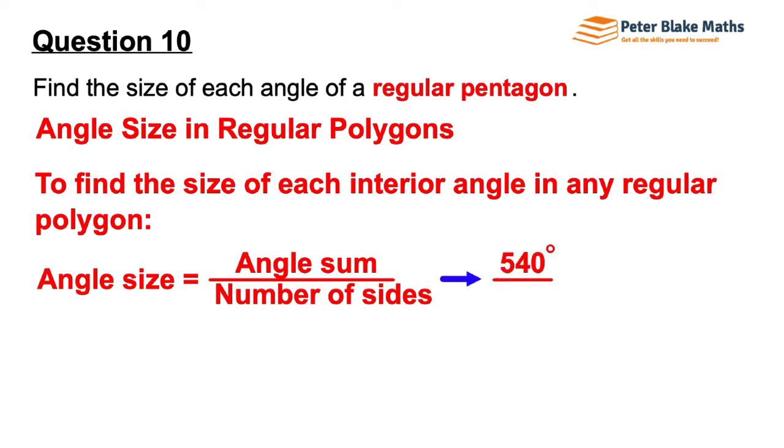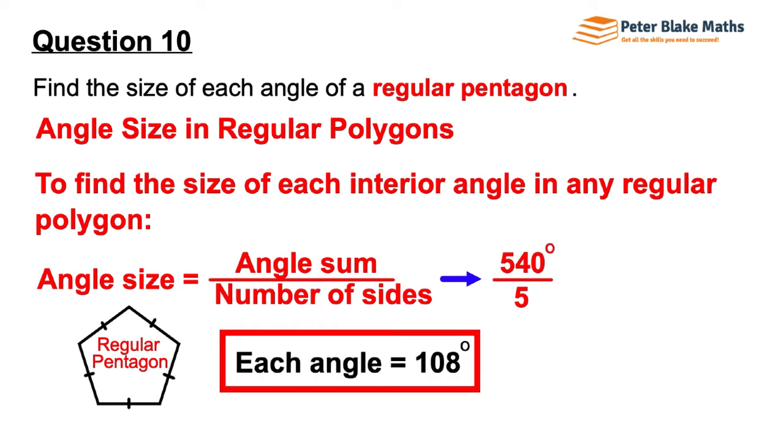In this case, we found that the angle sum of a pentagon is 540 degrees, and the number of sides in a regular pentagon is 5. So the size of each angle is 108 degrees by following that process. Now that only works for regular pentagons or regular polygons, polygons where all the sides are the same length as each other. So each angle is 108 degrees in that one.